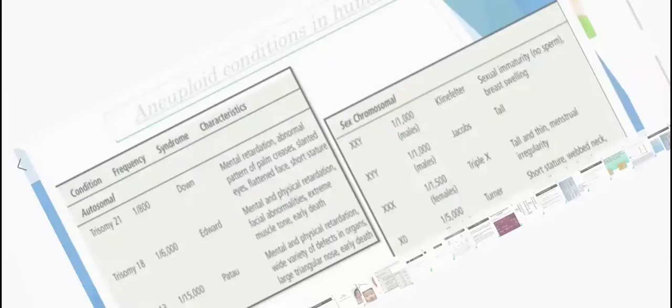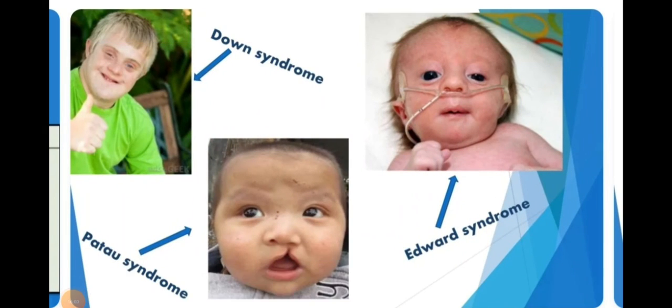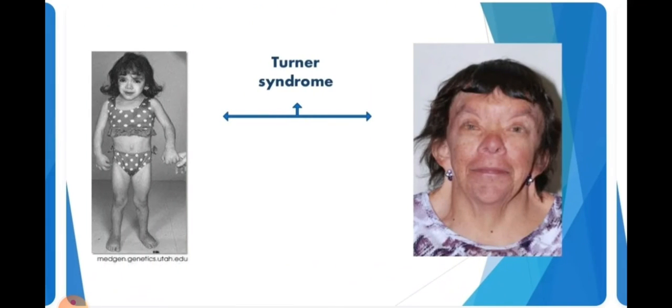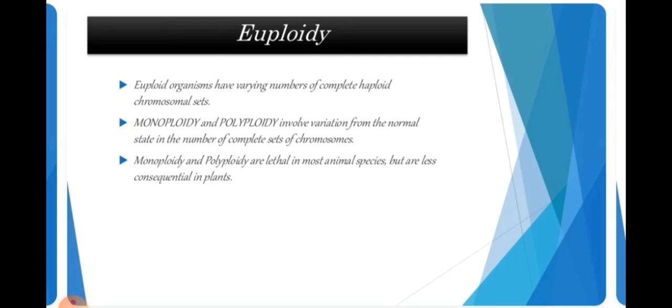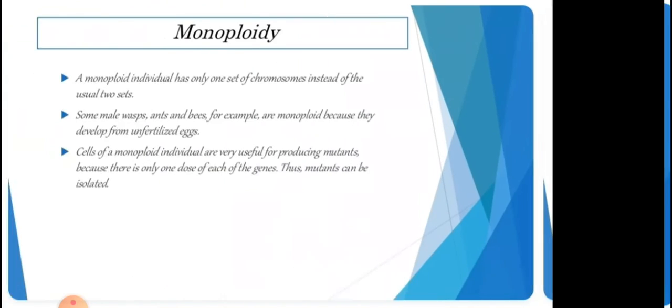And then next we'll see, here you can see Down syndrome, Patau syndrome, Edwards syndrome, and this one is Turner syndrome. And then next we'll see euploidy. Euploid organisms have varying numbers of complete haploid chromosomal sets. Monoploids and polyploids involve variation from the normal state in the number of complete sets of chromosomes. Monoploids and polyploids are lethal in most animal species but are less consequential in plants.